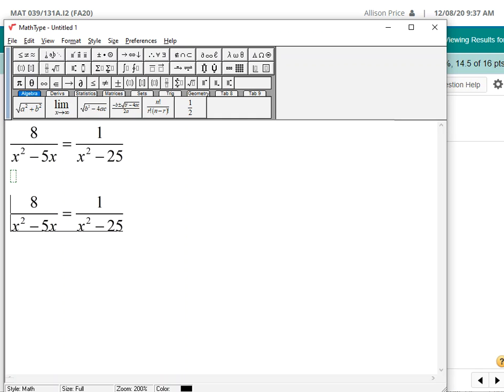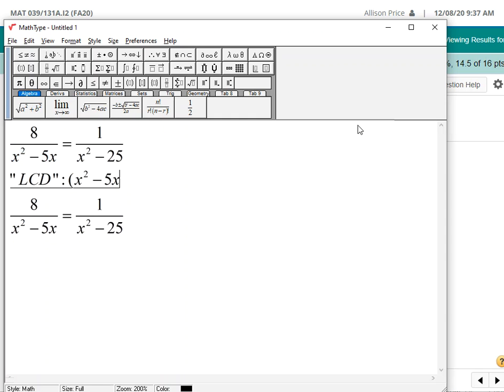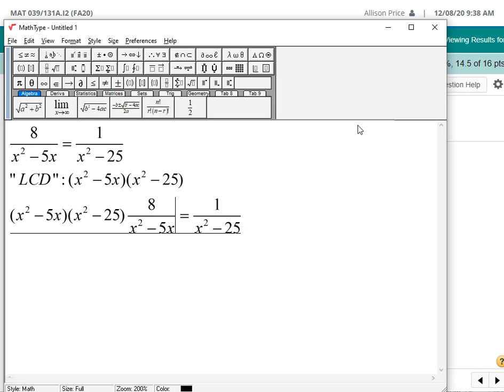Above this, I'm going to write that my least common denominator is going to be the pair of denominators. I'm going to copy them, easier than retyping them. And I'm going to use both denominators because they are not equal. Again, this is just one way to solve this, and it's the way I'm going to choose right now because it's most congruent with our lessons in sections 4.4 and 4.5. So we're going to multiply both sides by that pair of denominators.